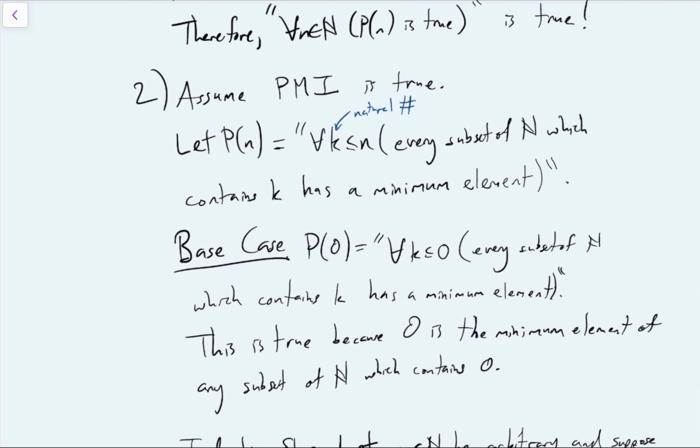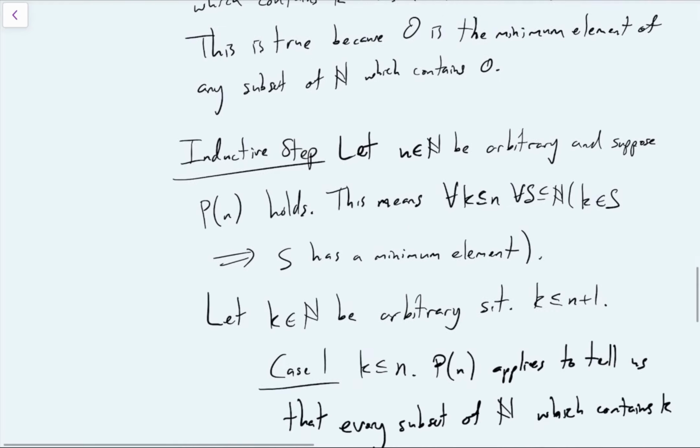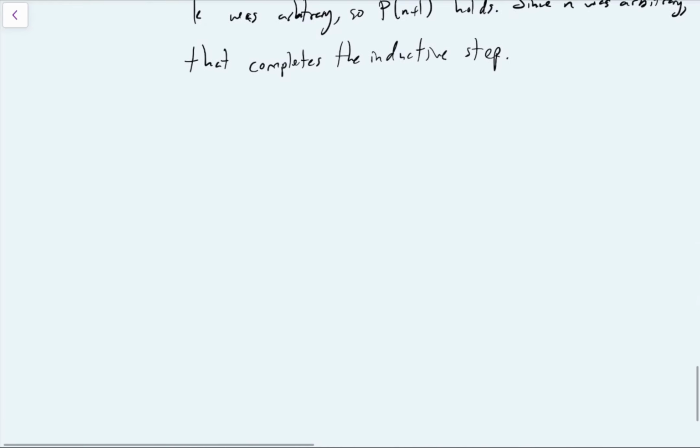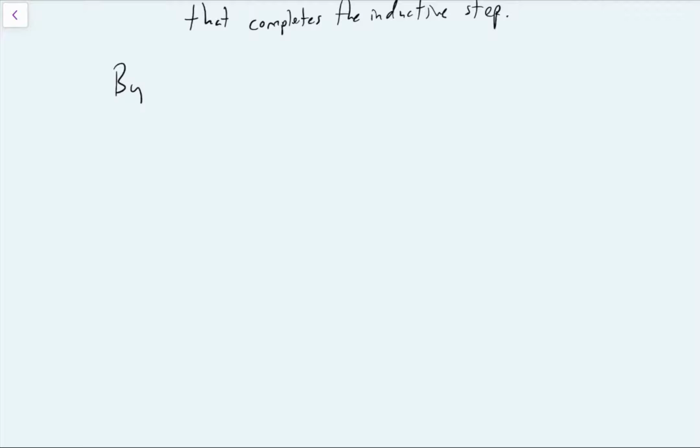Now we know the principle of mathematical induction is true, and therefore we've deduced the statement P of n for all n. The principle of mathematical induction is exactly what lets us deduce that. It says if we've done the base case and the inductive step, then P of n has to be true for all n. So let me write that. By the principle of mathematical induction, P of n holds for all natural numbers n.